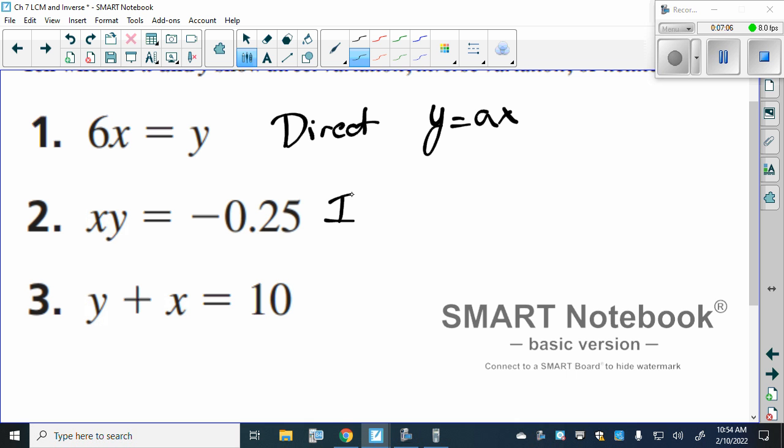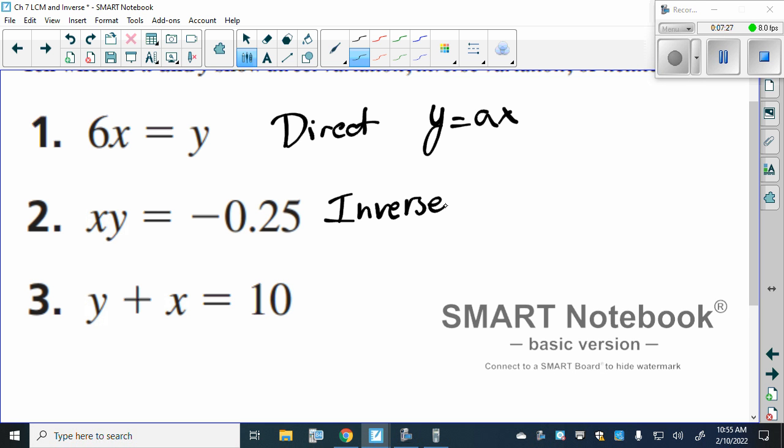Inverse. Because if they're both on the same side and being multiplied, it's inverse. If they're both on the same side and being divided, it's direct. And if they're on opposite sides with one of them in the denominator, then it would be inverse as well.